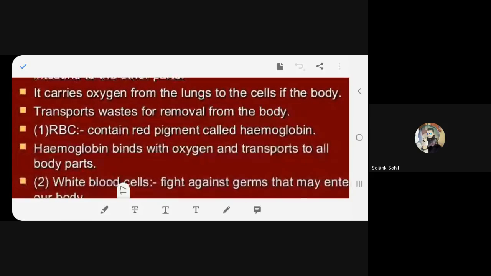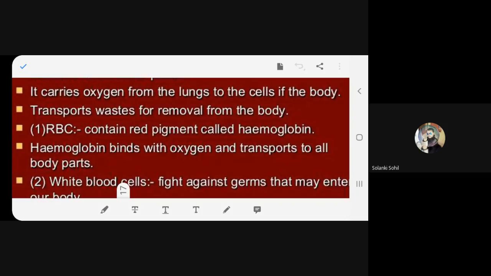So, what is the function of this blood? It is transporting digested food from the small intestine to other parts of the body. Next point. What is the other function? Say, Better. It carries oxygen from the lungs to the cells of the body. That also we saw. So it carries oxygen from the lungs to all the cells of the body.